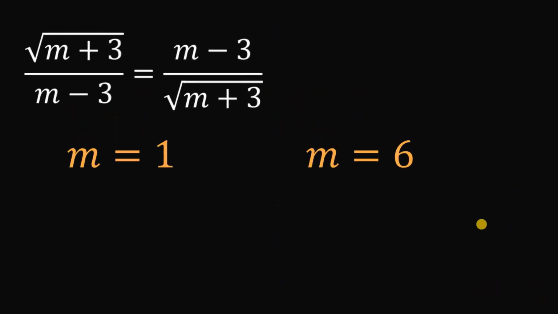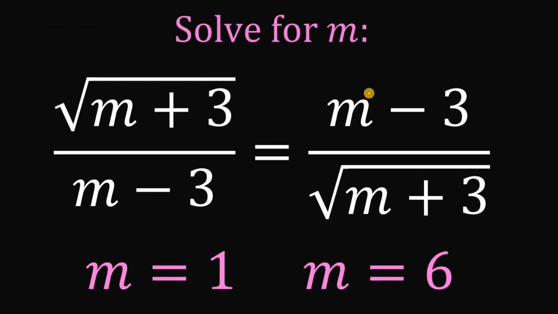Therefore, our answer to this rational equation, solve for the value of m in square root of m plus 3 over m minus 3 equals m minus 3 over square root of m plus 3, is m equals 1 or m equals 6. And as always, we are done.